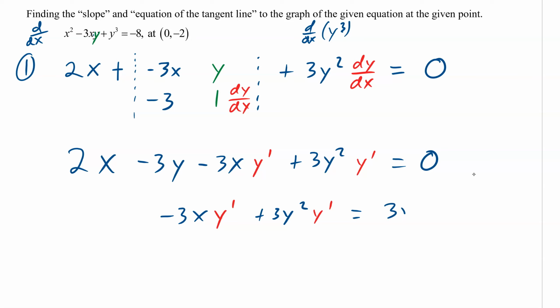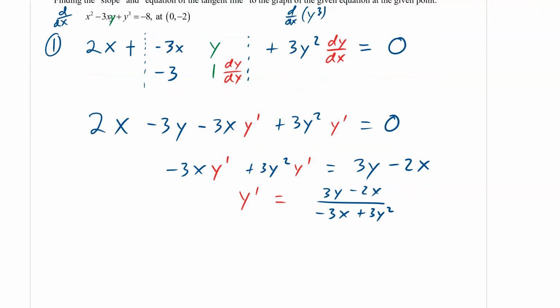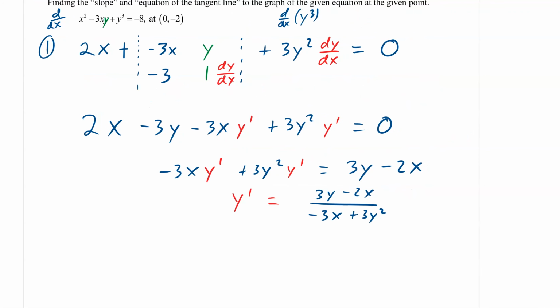So this would become 3y minus 2x. Now make sure that we change signs here. So minus 2x plus 3y looks good. And so our y prime equals 3y minus 2x, over negative 3x plus 3y squared. So that's just our first part here. We found our derivative, and again, this is the slope of our tangent.